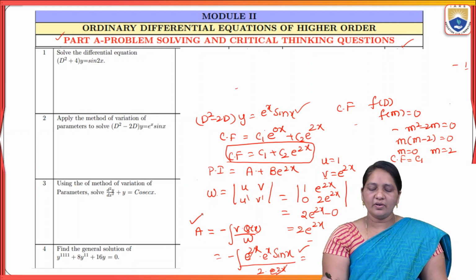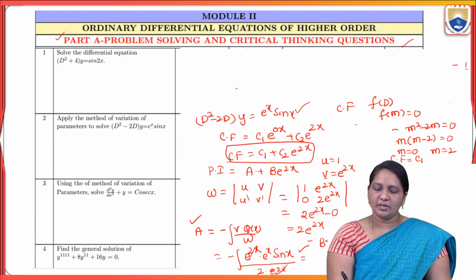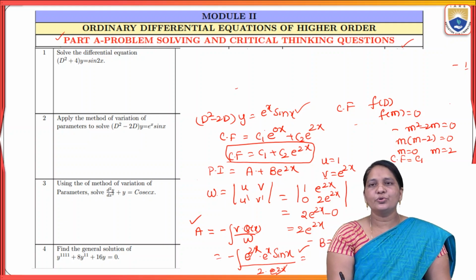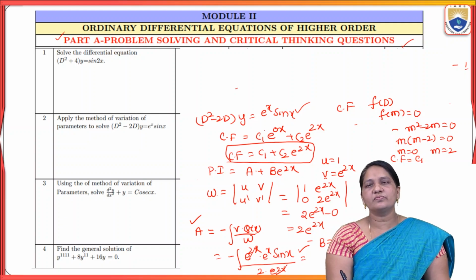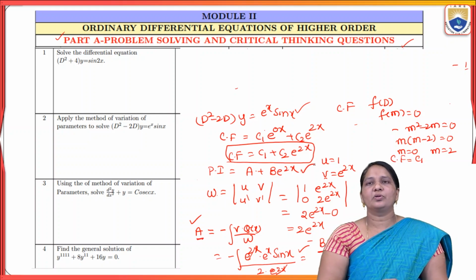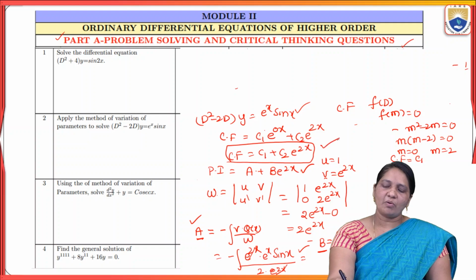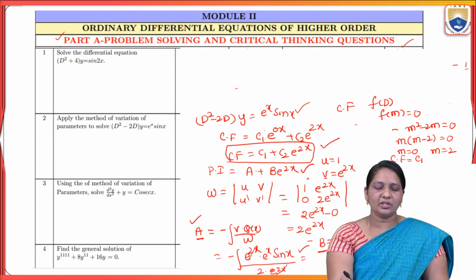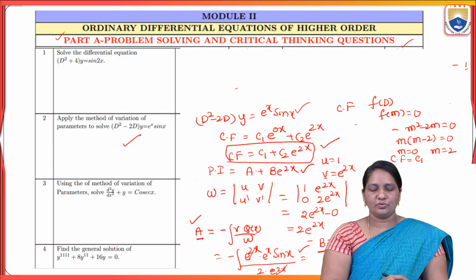In the same way, we can take the formula for b. That b formula is integral of u into q of x by w. By substituting these values, we can integrate this function. Then we can get the a and b values. We can replace them here to get the particular integral. So already we know the complementary function and the particular integral. Together we can find the general solution.